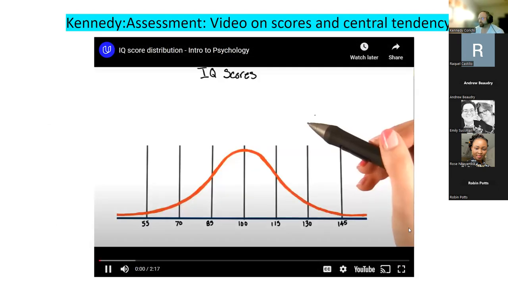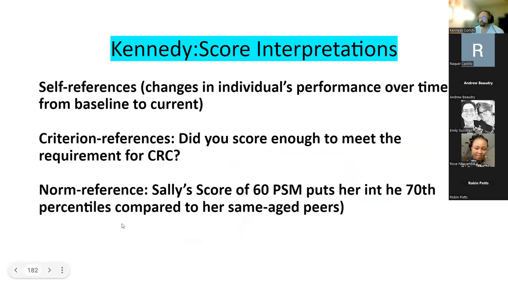So that video is in there, even though I wanted to skip it. Any questions about that? Okay, I'll take the silence as a no.